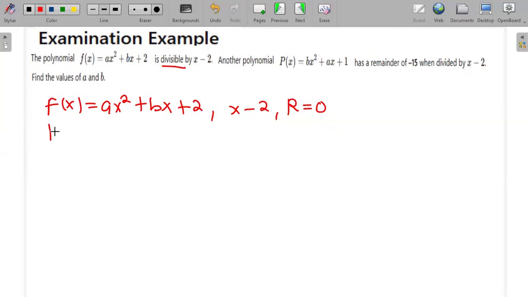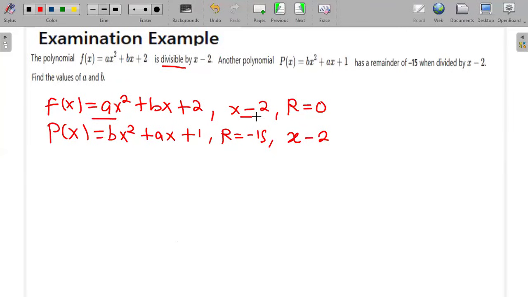Okay, another polynomial p of x given by bx squared plus ax plus 1 has a remainder of minus 15 when divided by x minus 2. Find the values of a and b. So how can you use the remainder and the factor theorem to find this? We start with the factor theorem. Here they said I have this polynomial, and when I divide it by this function, the remainder is 0. So when I set x minus 2 equal to 0, x is going to be equal to 2.